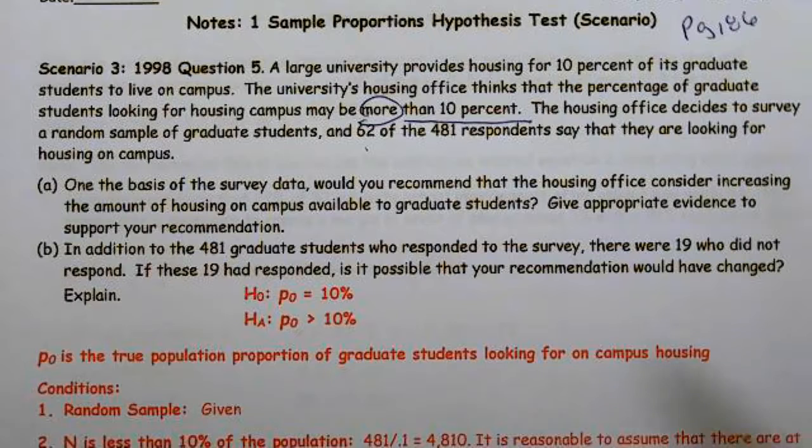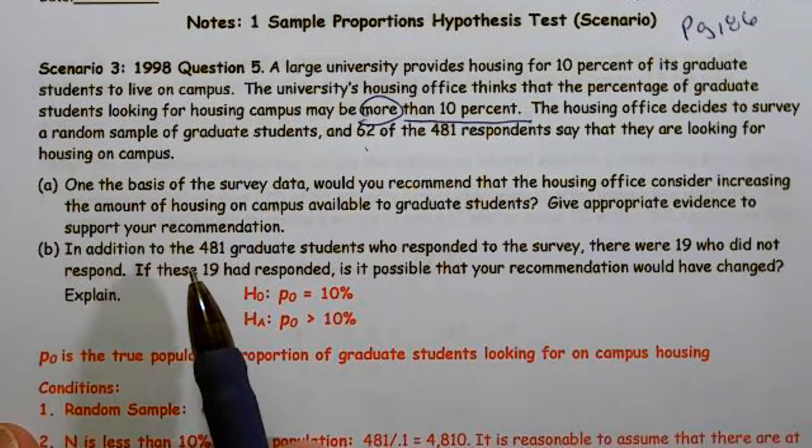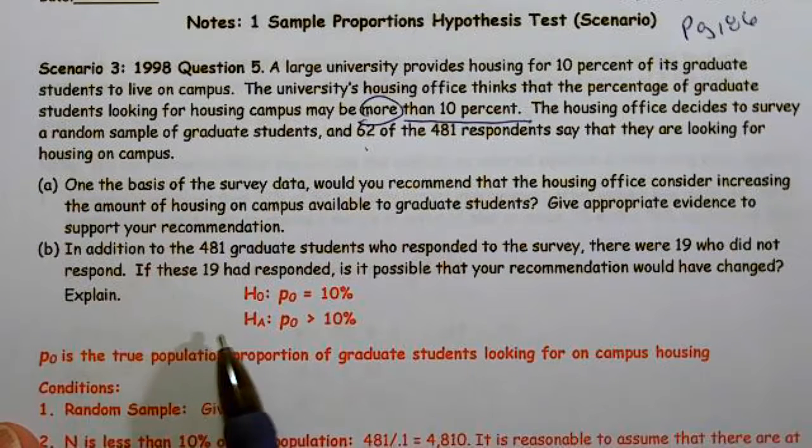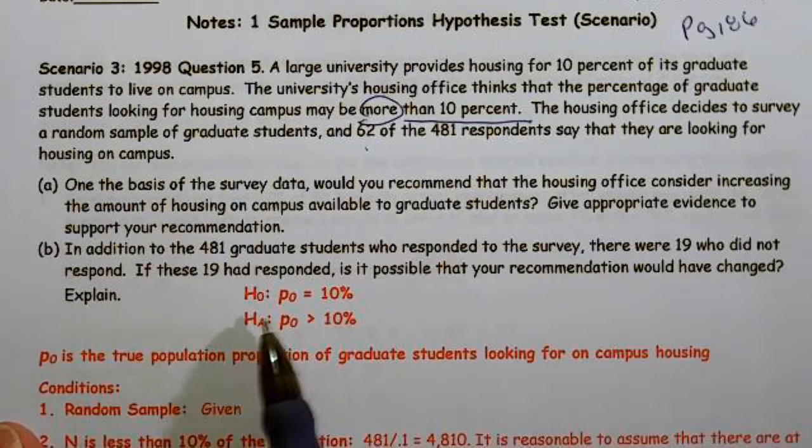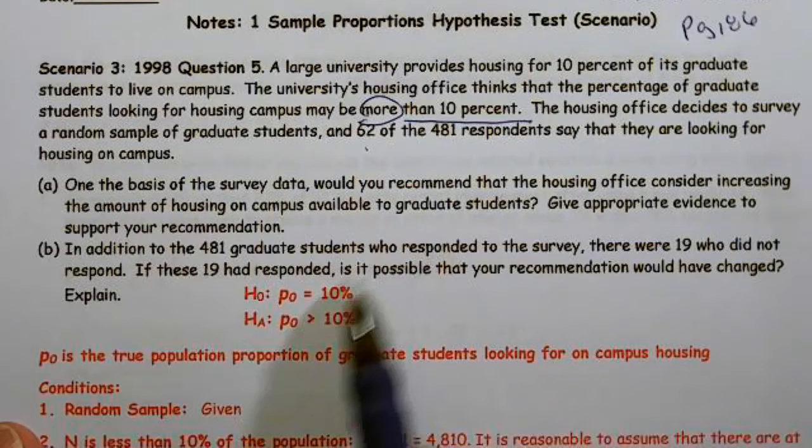On the basis of the survey data, would you recommend the housing office consider increasing the amount of housing on campus available to graduate students? Give appropriate evidence to support your recommendation. Right, okay, so we're gonna go ahead and run a hypothesis test based on the 10%. We'll do part B in a moment.